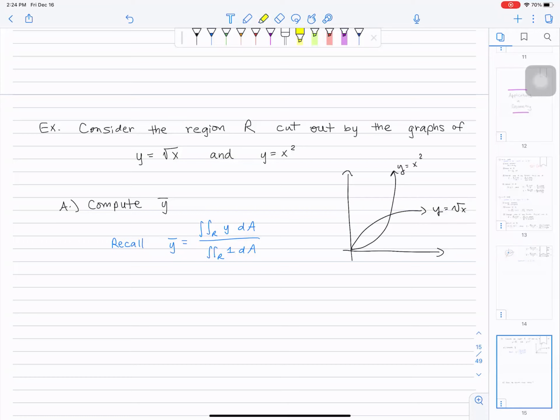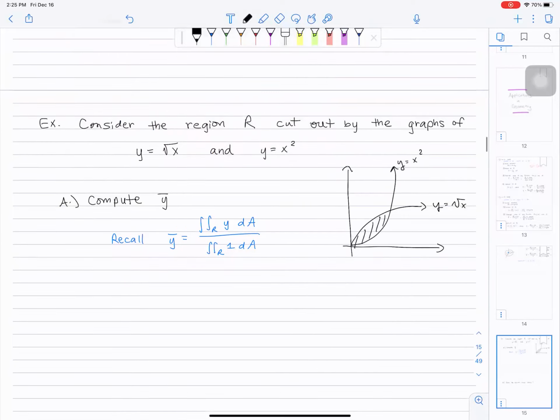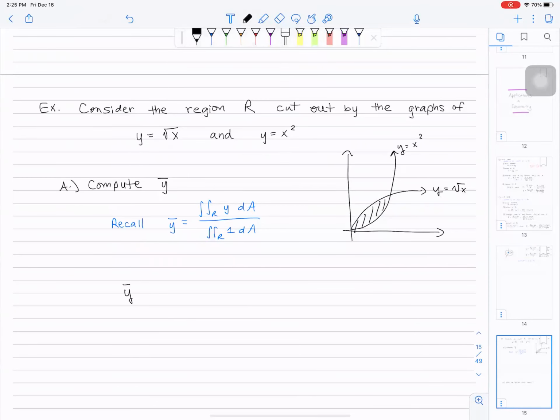And so my region is the shaded-in region. Assuming I'm on paper and pencil, I could just do it like that. Okay, so what is y bar going to be? It's going to be the integral of y dA over the integral of 1 dA. The only thing I have to consider is what my bounds are going to be. For this question, it doesn't matter which order you choose. Let's just do dy dx. You could also do dx dy if you want to.